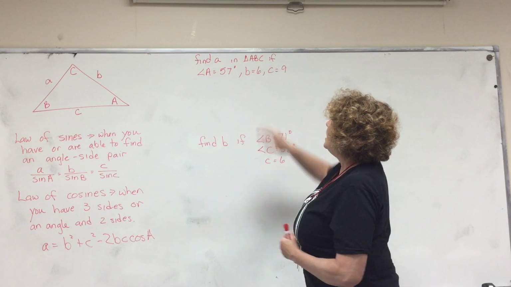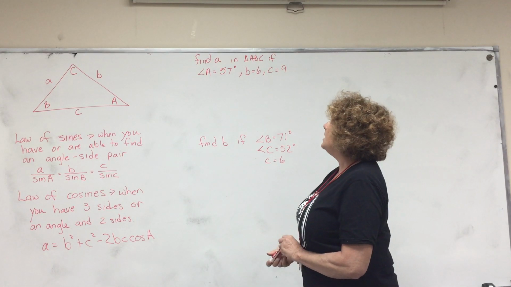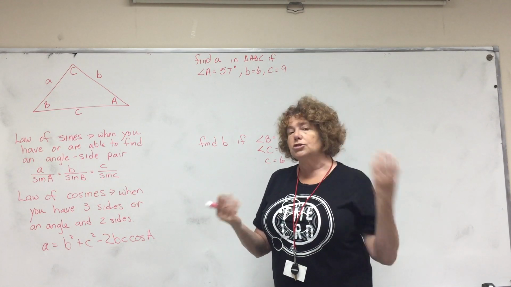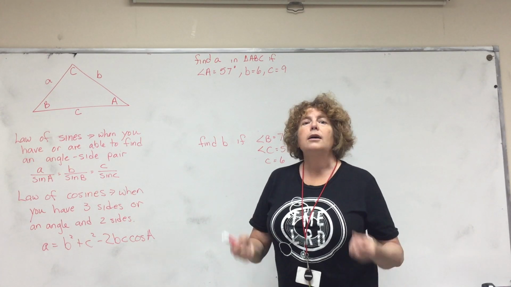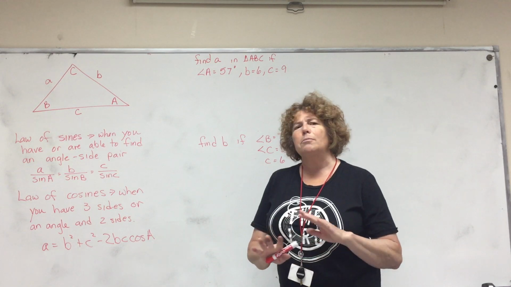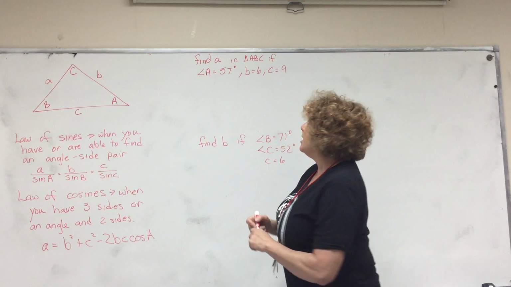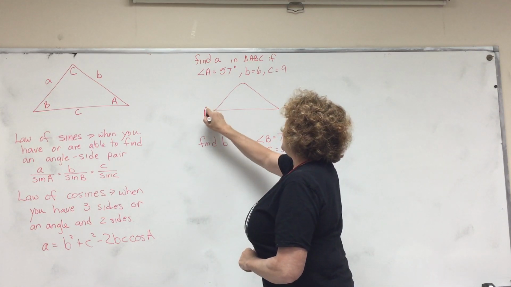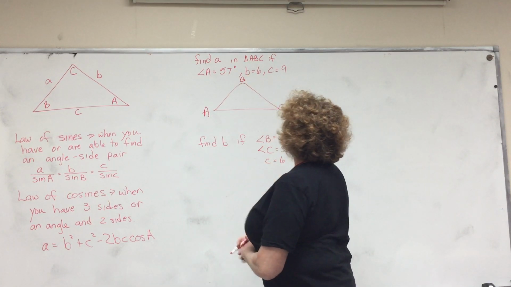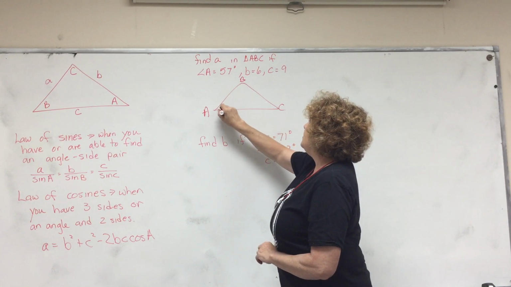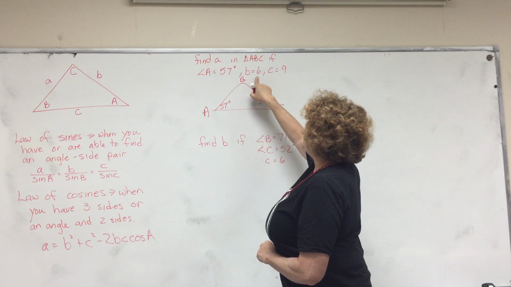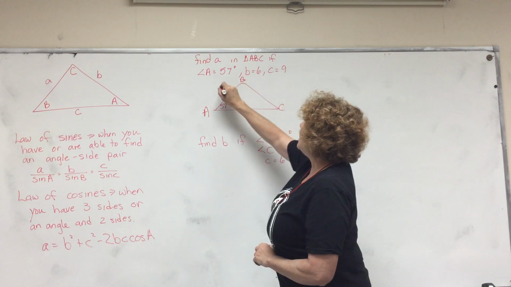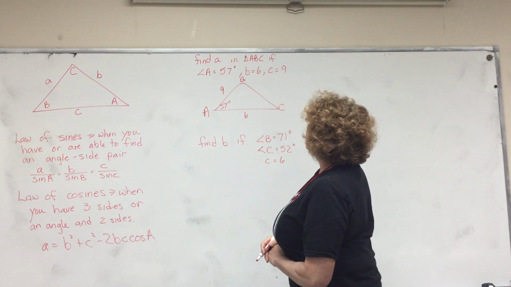It says find a in triangle ABC if angle A is 57, b is 6, and c is 9. Now most of you right away start to panic because there's no triangle. Draw the triangle. It doesn't even matter if you draw it pretty. Just label it correctly. So you can just go, there's a triangle. Label it A, B, C. Angle A is 57. b, which is the side across from B, is 6. c, which is the side, is 9. Okay?